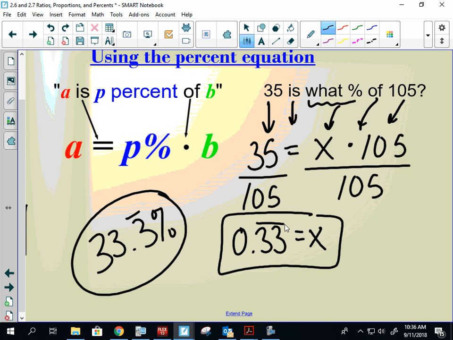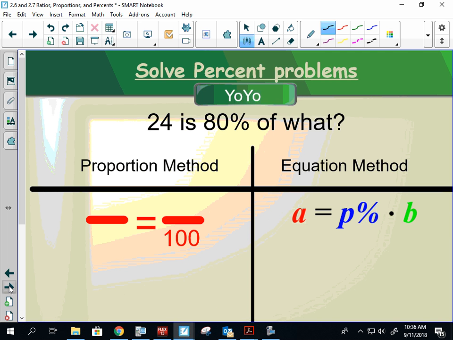Now I'm going to ask you to try. So the last one on the whiteboards today. So please have your whiteboard out. And I want you to try to answer this question. 24 is 80% of what? You can either use the proportion method or the equation method. It doesn't matter to me. So pause the video now for just a minute. Shouldn't take more than a minute. Give it a go, check with your neighbor, and then come back after a minute, please.